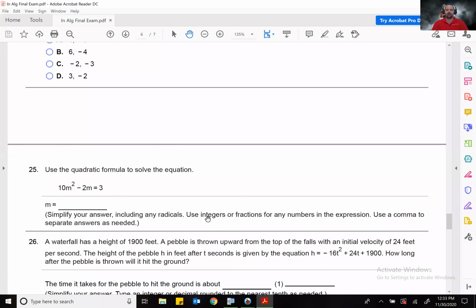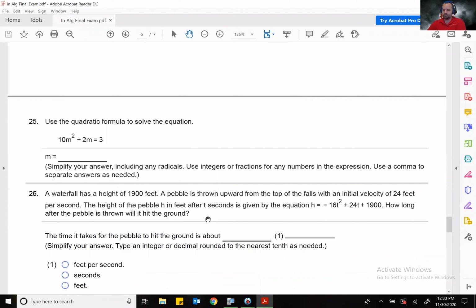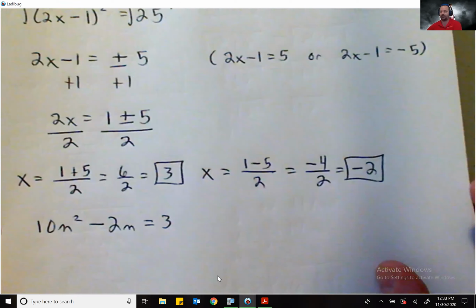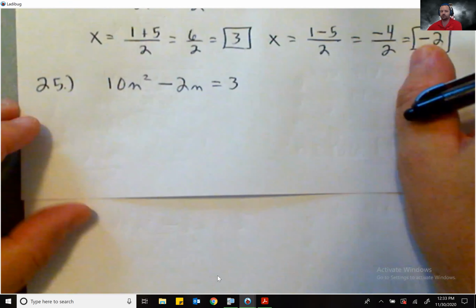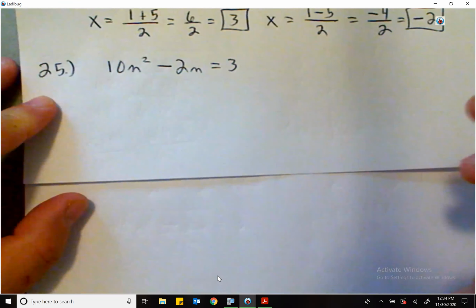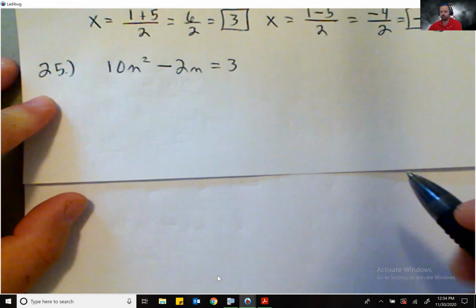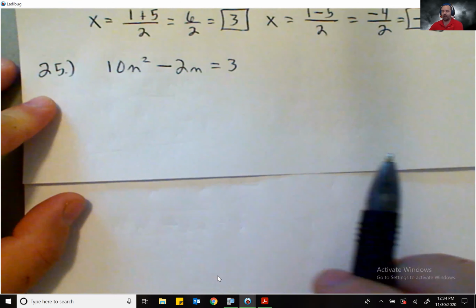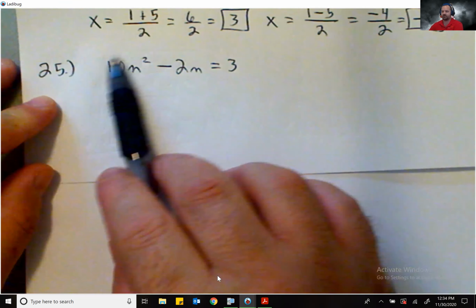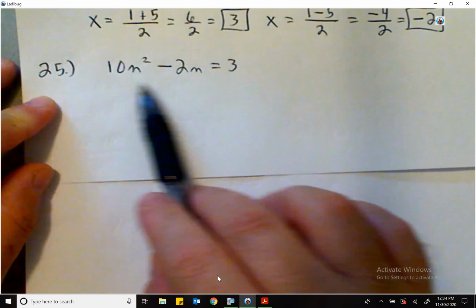All right, number 25. It says use the quadratic formula. So weird. The first one was factoring. The second one was the square root method. The third one is the quadratic formula. 10m squared minus 2m equals 3. All right, in order to use the quadratic formula, what has to happen first? Find the discriminant. We will, but before we can do any of the formula, what do we have to make sure about this? Set the equation equal to 0.